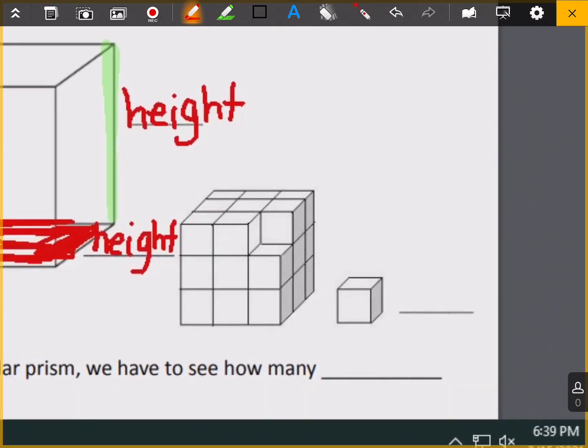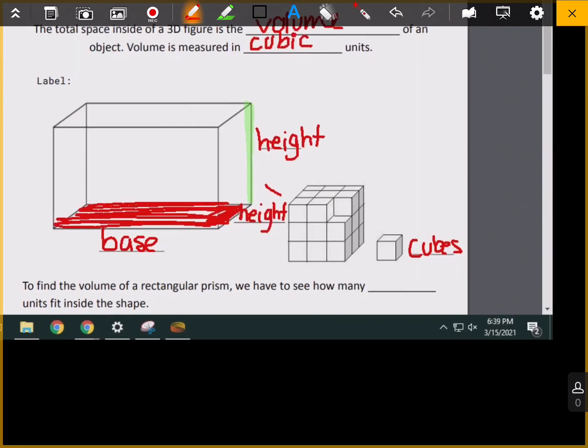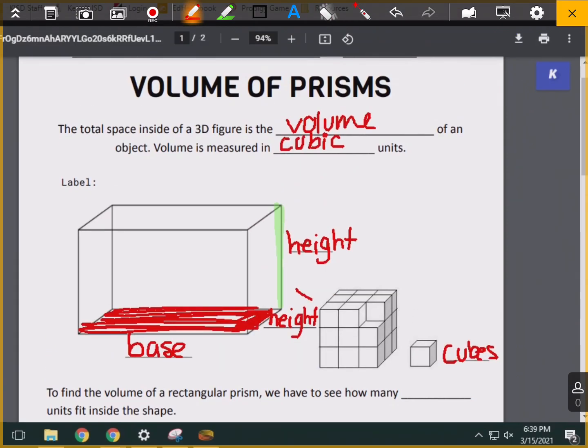So instead of having one height, we have two heights. Another way you might see these presented to you is in stacks of cubes. This is very common because to find the volume of a rectangular prism, you have to see how many cubes fit inside of the shape. That's why it's also referred to as cubic units.